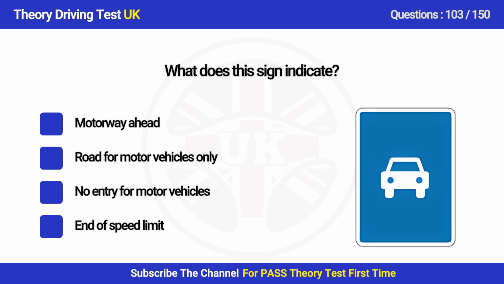Question 103. What does this sign indicate? A. Motorway ahead. B. Road for motor vehicles only. C. No entry for motor vehicles. D. End of speed limit.